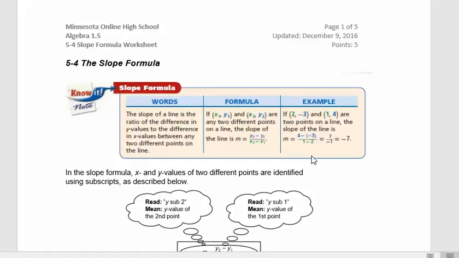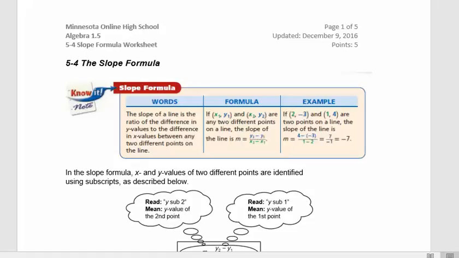So the slope formula is a way that we can find the slope of a line, which is very, very important that we do this correctly. And we've already looked at some different aspects of slope. We know that slope can be positive or negative. We know that it's undefined if you have a vertical line, and we know that a horizontal line has a slope of 0. And we've already worked with finding the slope of lines from a graph.